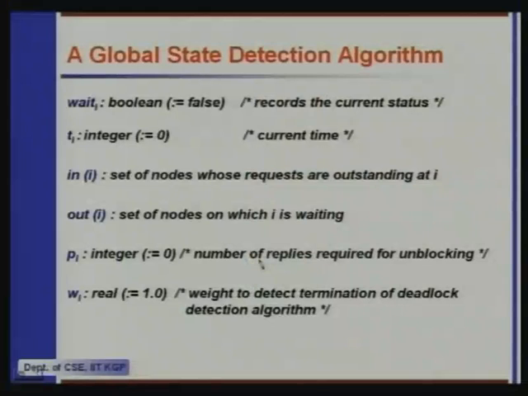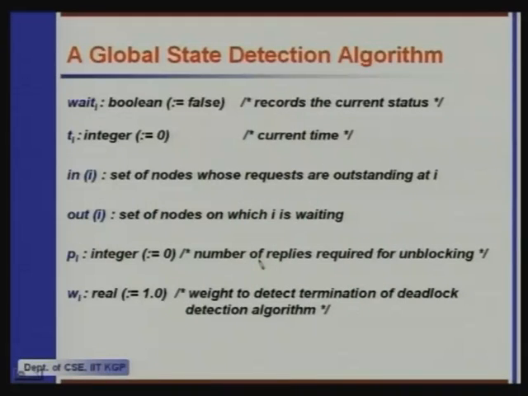Now, here we are going to use a slightly different set of messages. When a process wants to request resources, it sends request messages, and the reply messages are the messages necessary for unblocking the process. Once it gets those replies, it has access to those resources and can proceed. So if it is a P out of Q request model, then if you get back P replies, you are able to proceed.